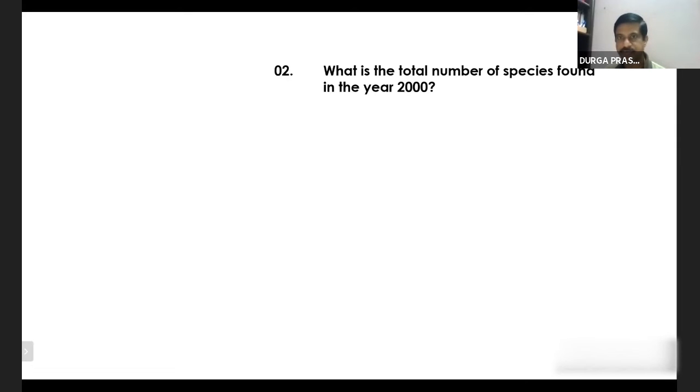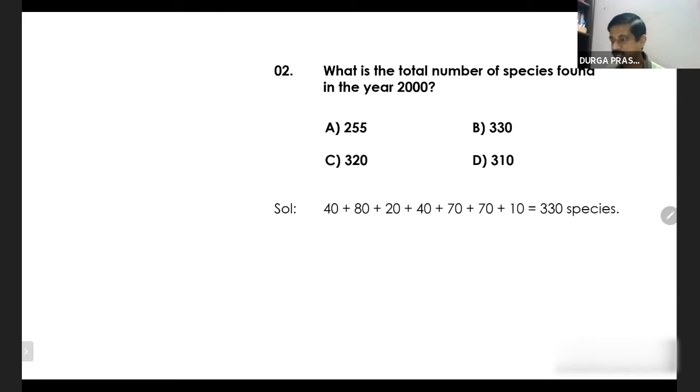The second question. What is the number of species found in the year 2000? Here numbers are given. First 40, next is 80, next is 20, 40, 70, 70, 10. Add all these, you'll get 330 species. That is option B. The data I'm reading from here is found in the graph. You can just see this. The previous graph, whatever we did, shows the information that I'm talking about.